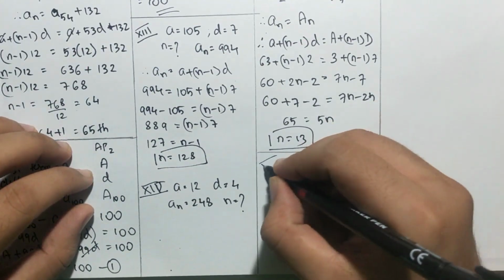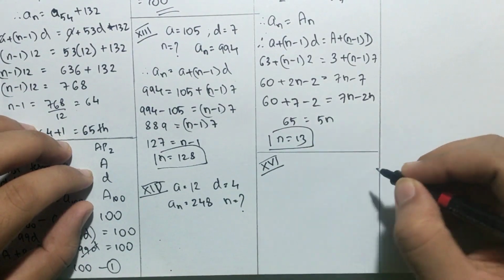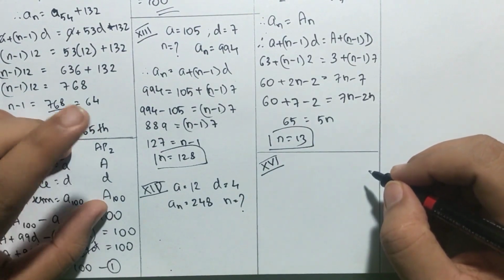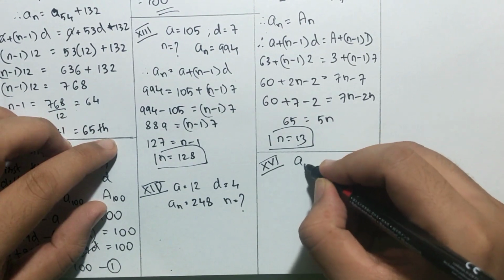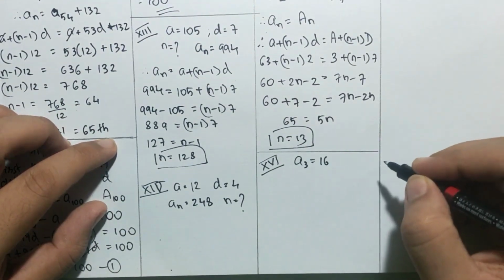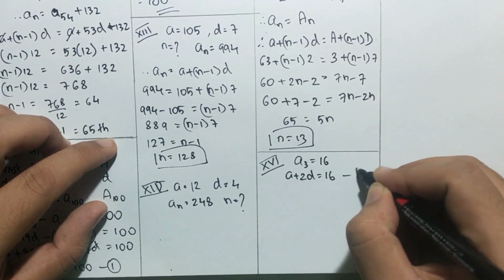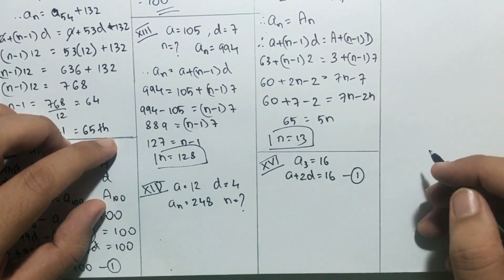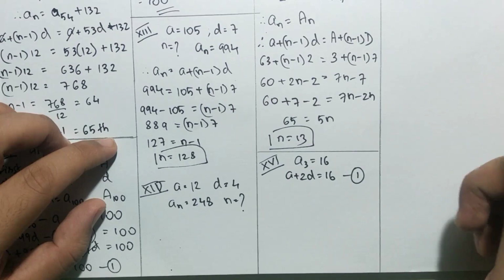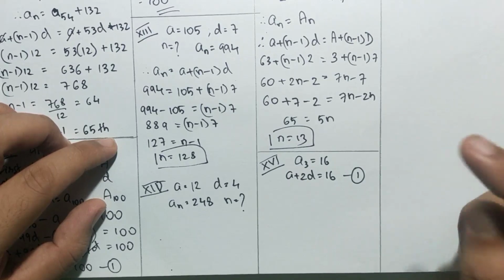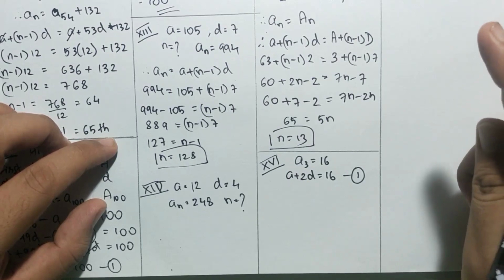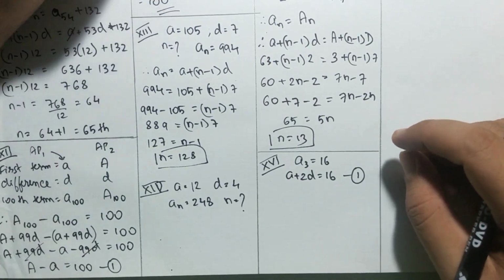16th sum is: determine the AP whose third term is 16. Third term is 16. That is A plus 2d equals 16. This is my first equation. And we have to determine the AP. And the 7th term exceeds the 5th term by 12.